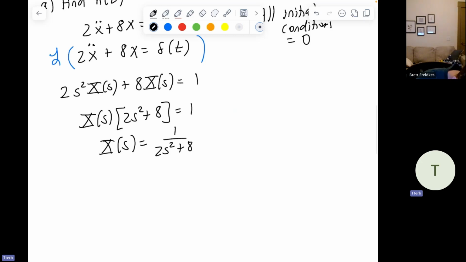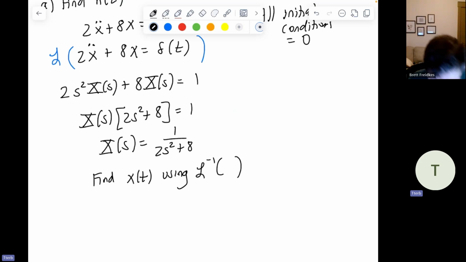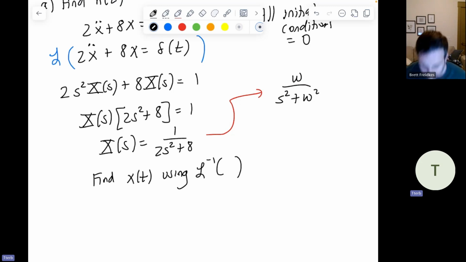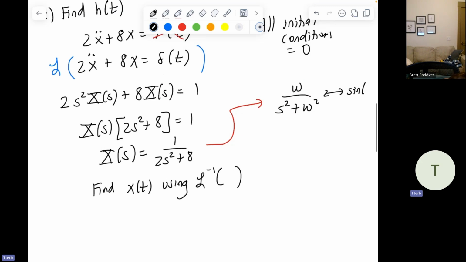So what we want to do now is find x of t using the inverse Laplace transform to get out of the frequency domain. And this is where a table of Laplace transforms becomes useful. Because if you look at a table of Laplace transforms, the one that this most looks like is something like omega over s squared plus omega squared. And what we would like is to take our x of s and rearrange it so that it looks like that, because the inverse Laplace of this ends up being sine of omega t.